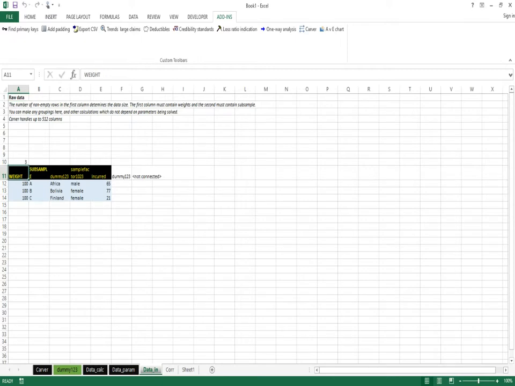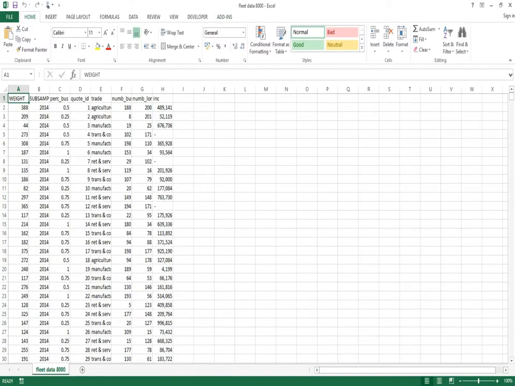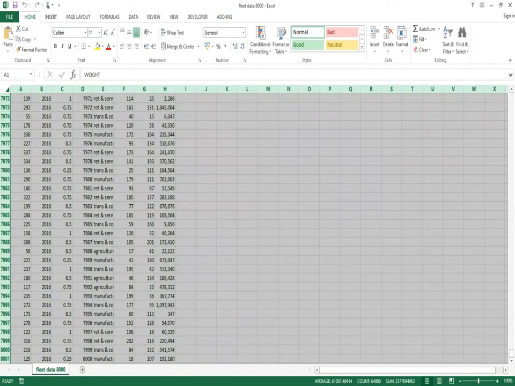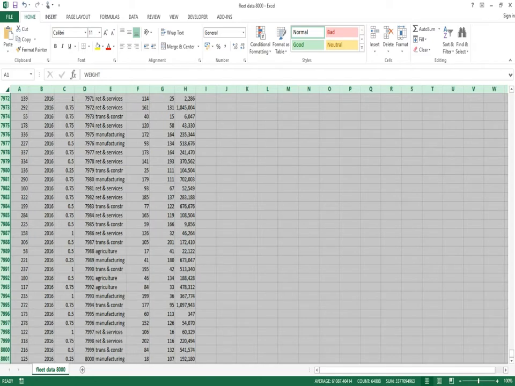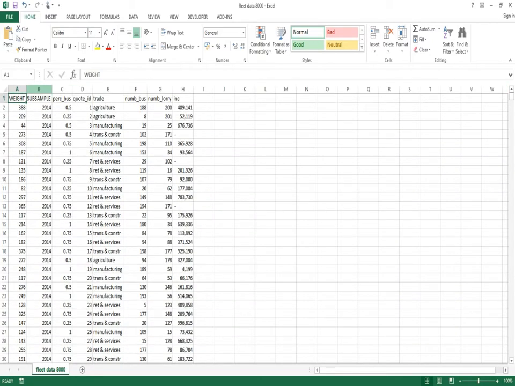It's a list of policies with claims attached to them. Currently it has some dummy numbers. So this is the actual data for this portfolio in a CSV file. If you look at it, you'll see the first column is the number of vehicles on that policy. Then the second one is underwriting year.